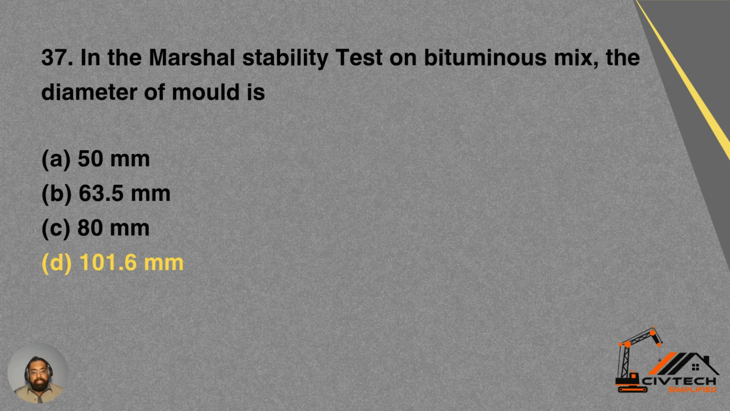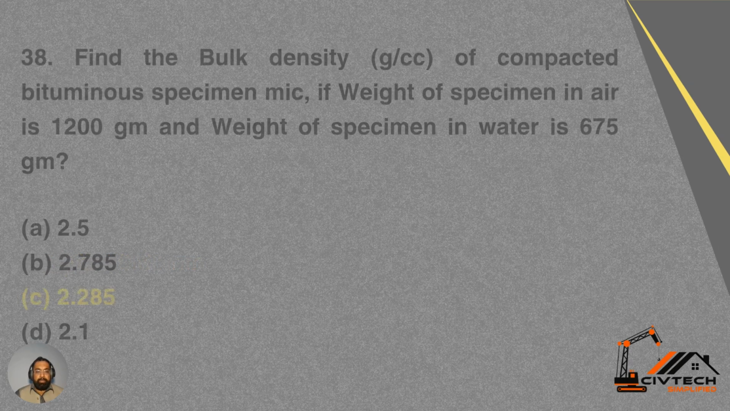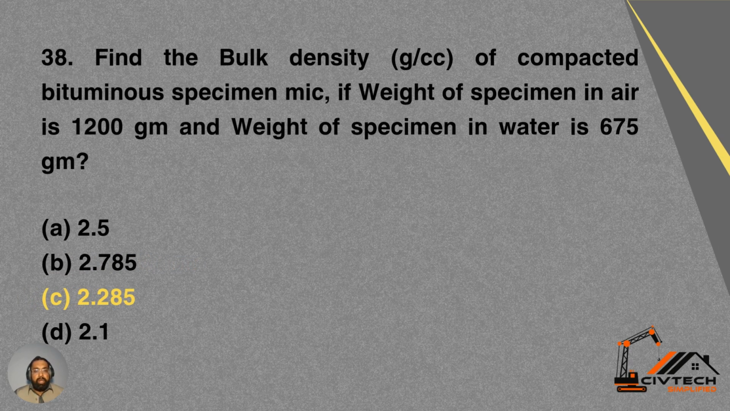Question 37. In the Marshall stability test on bituminous mix, the diameter of the mold. The earlier question was about the height of the mold. Now this question is regarding the diameter of the mold. Option A, 50 mm. Option B, 63.5 mm. Option C, 80 mm. Option D, 101.6 mm. So the mold diameter should be 101.6 mm. D is the correct answer for this question.